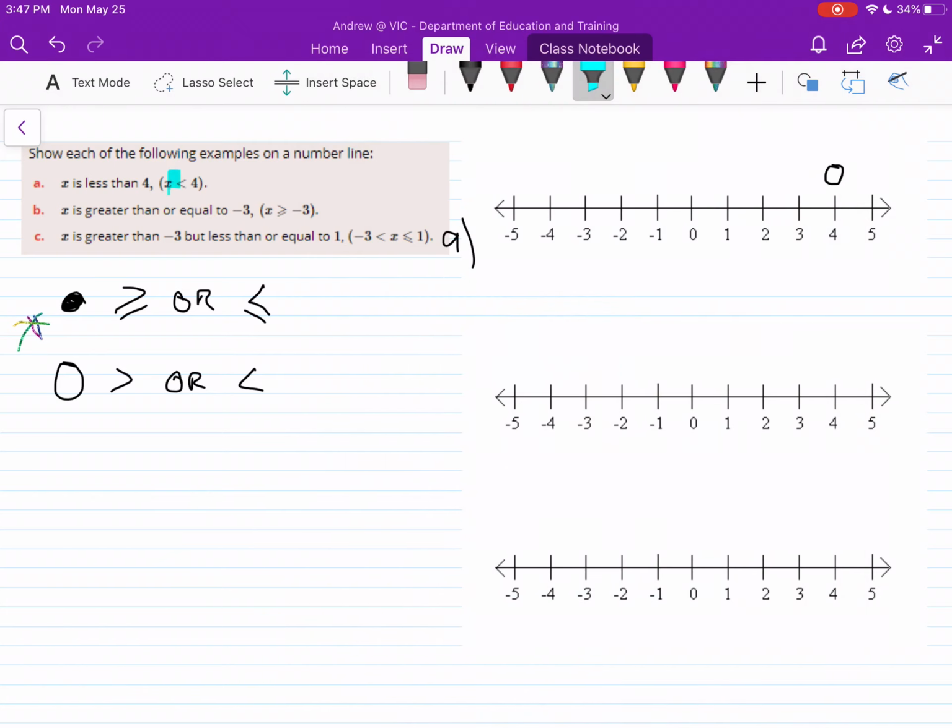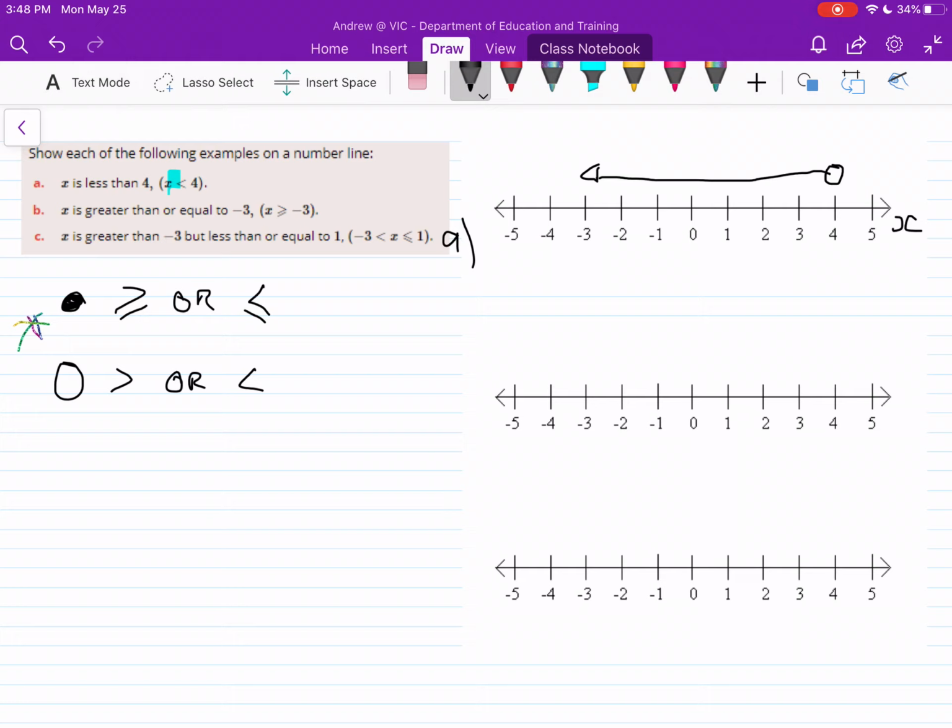So that's the less than. Alright. So x is less than 4. So our number line, this is x. So all the numbers are going to be less than 4. Okay? And you just draw an arrow on the end to show that that keeps on going forever and ever.